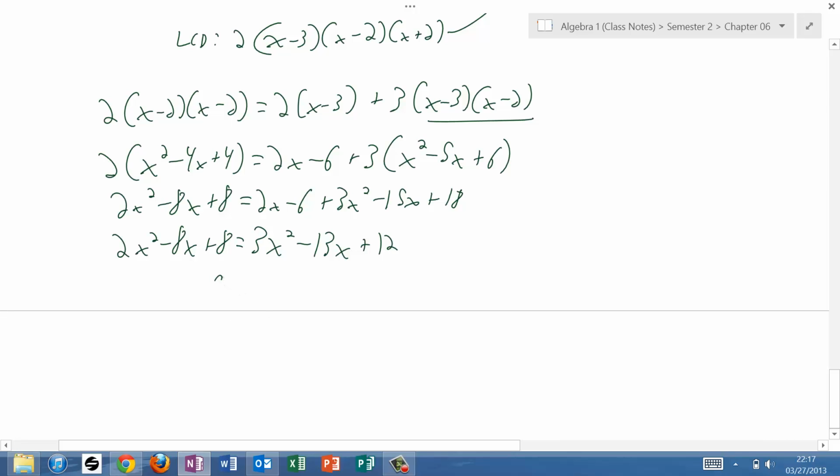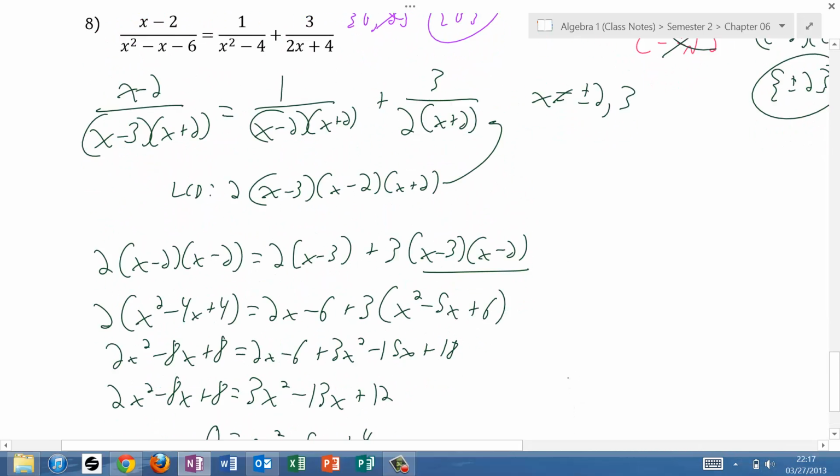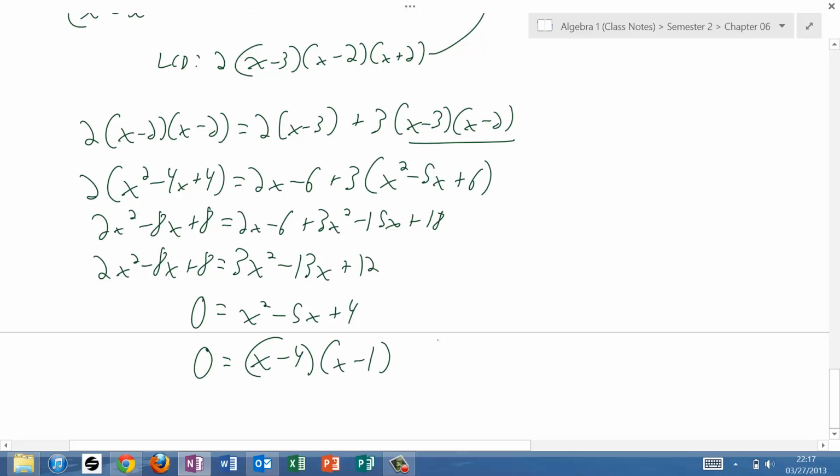Let's move everything to the right side. x squared minus 5x, and plus 4. Factor. x minus 4, x minus 1. Check my solutions on the original. x can't be plus or minus 2 or 3, so we're in the clear. My solutions are 1 and 4.